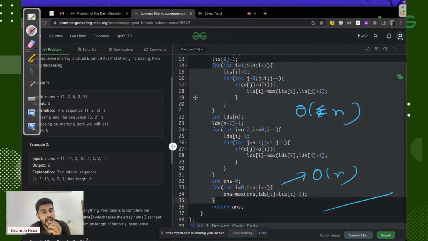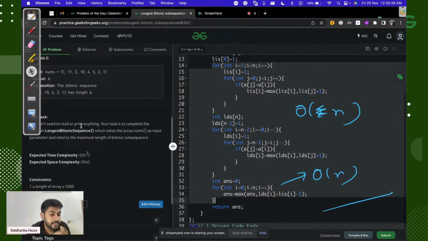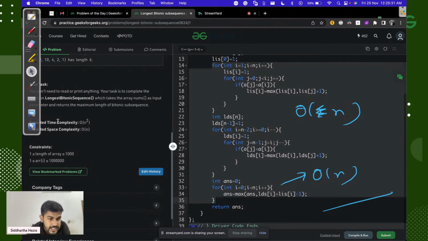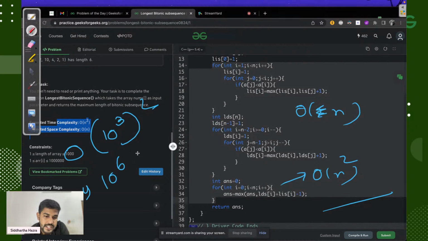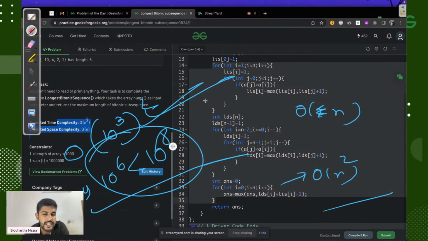Okay, and why does this code work for big O of n square? How do we confirm that if the expected complexity is not given? If it is not given and your time complexity is big O of n square, then the worst case n is 10 to the power 3. 10 to the power 3 square is equal to 10 to the power 6, which is less than 10 to the power 8. So if you implement it correctly, you would be able to get an AC.